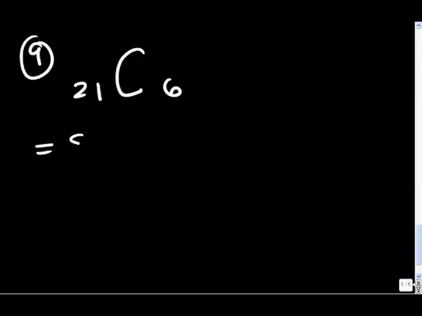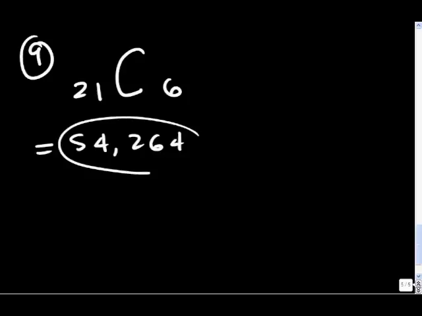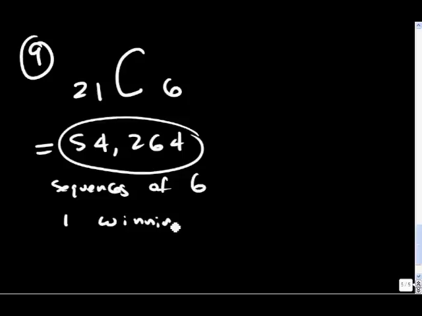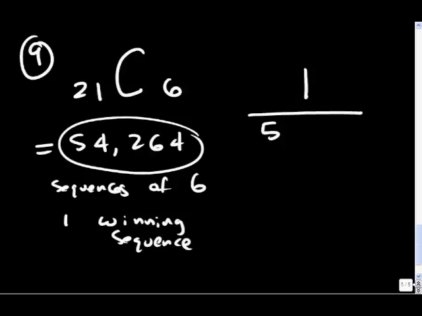I should say 54,264 sequences of 6 numbers, in which one of those sequences is the winning sequence. So what that means is the probability of winning this lottery is 1 over 54,264.